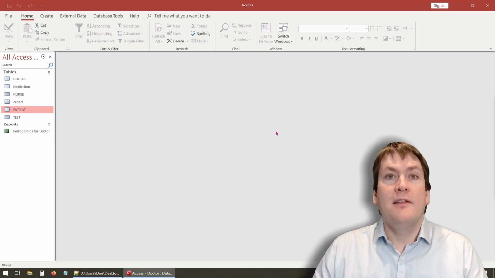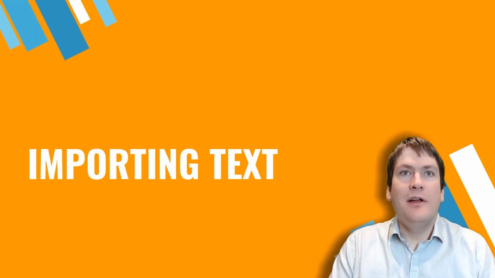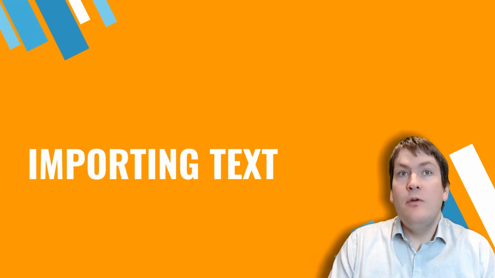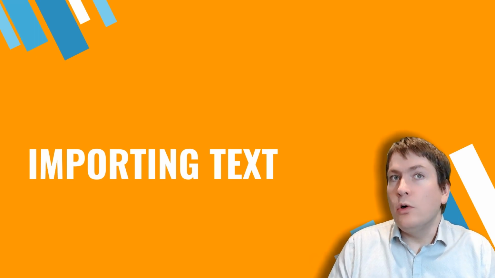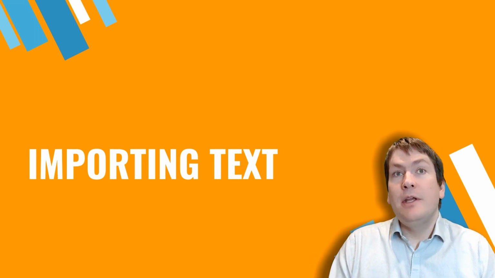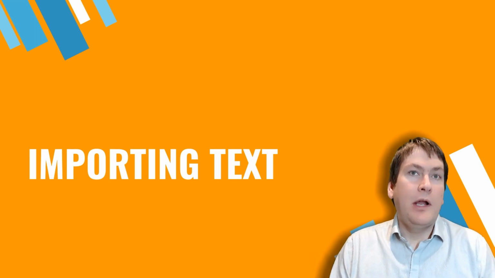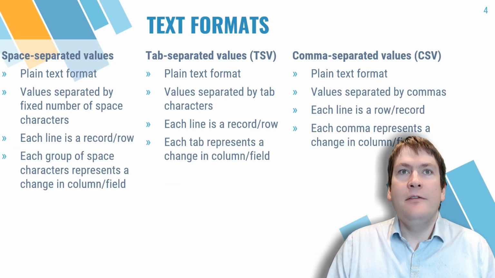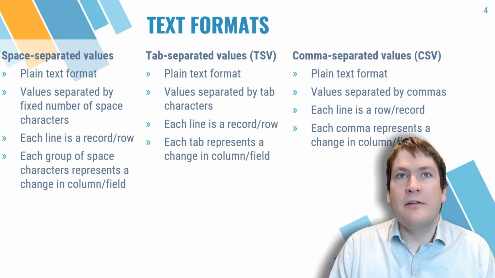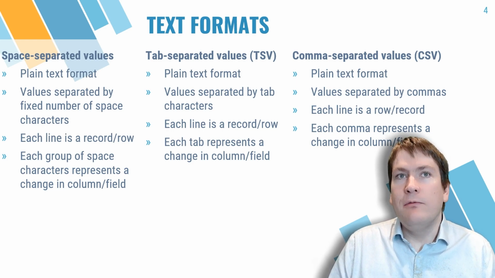So I'll switch back to the slides. So now we're going to talk about importing text into Microsoft Access. By text, we mean plain text, text that doesn't have any formatting to it in terms of bold, colors, things like that. Something you'd make in Notepad++ rather than something you'd make in Microsoft Word or Excel. When we're talking about text being imported into Microsoft Access, we're usually talking about one of these three formats.